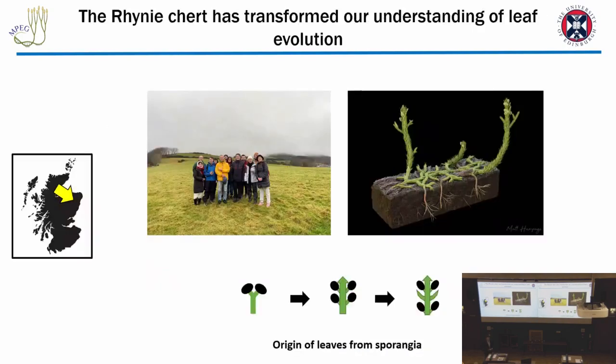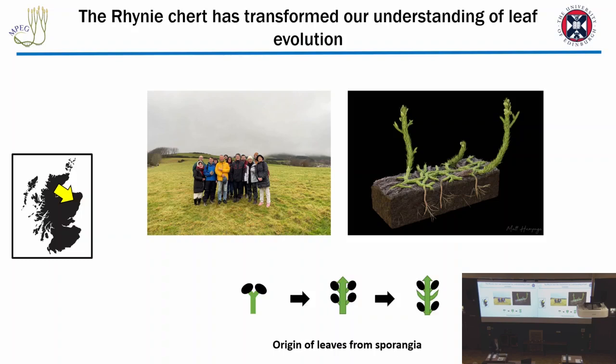So just to draw to a close the work on the Rhynie chert, is to say that a single fossil site has been hugely informative for our understanding of leaf evolution. The site, I'm sure, has plenty more to give in the future, and we're still investigating it in a lot more detail. But in the case of leaves, the work on Asteroxylon really gave strong support for the hypothesis that, in fact, leaves in the Lycophyte lineage evolved directly by the modification of sporangia.